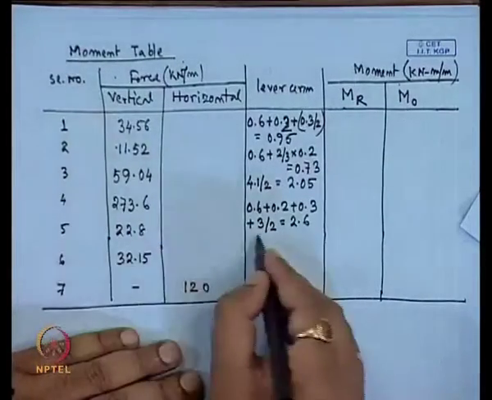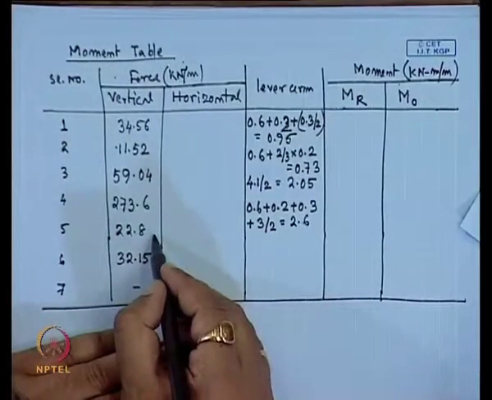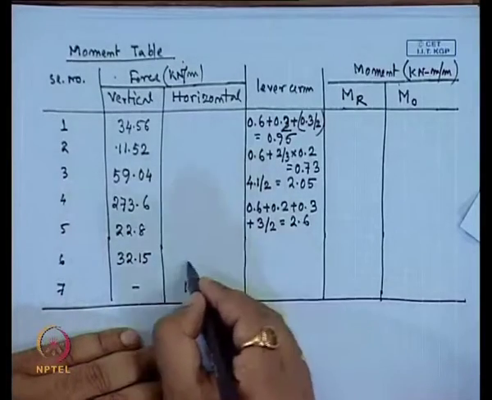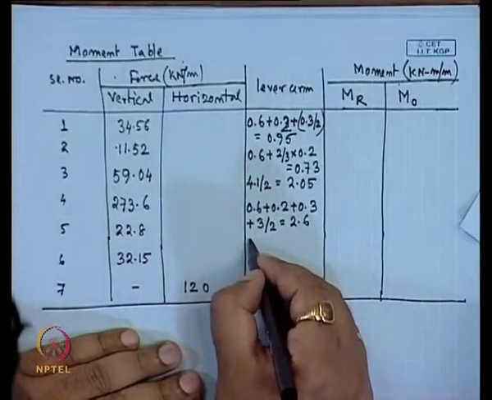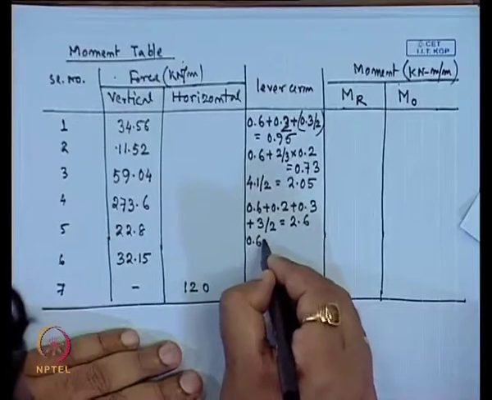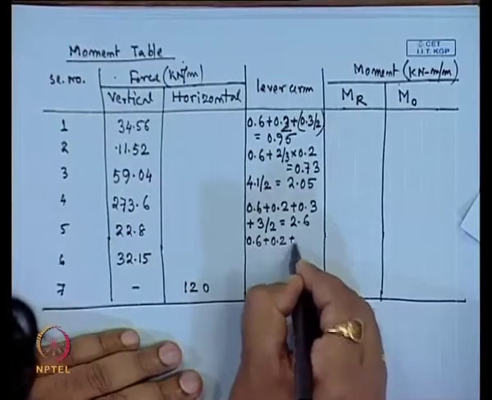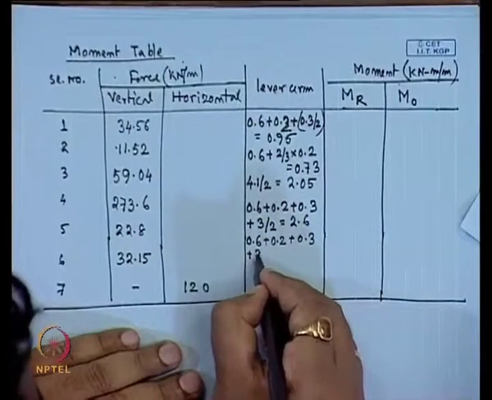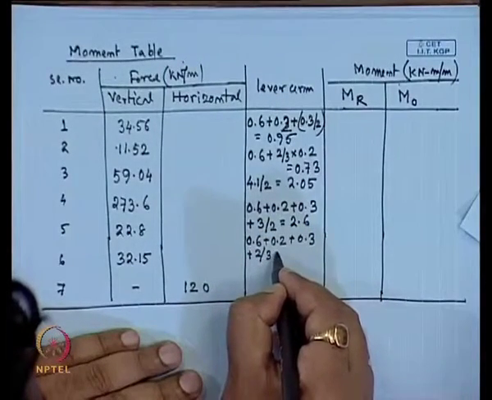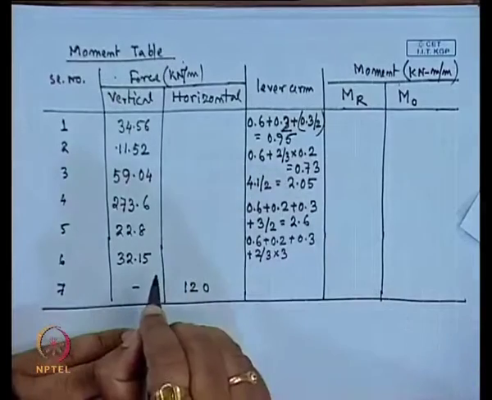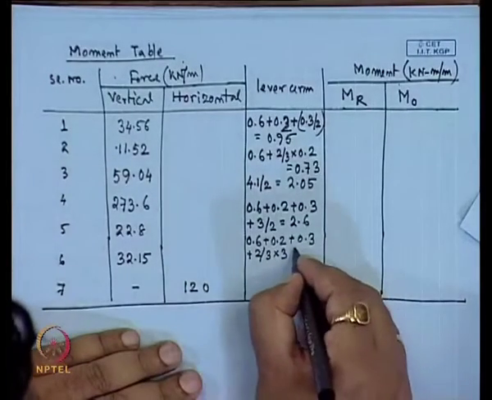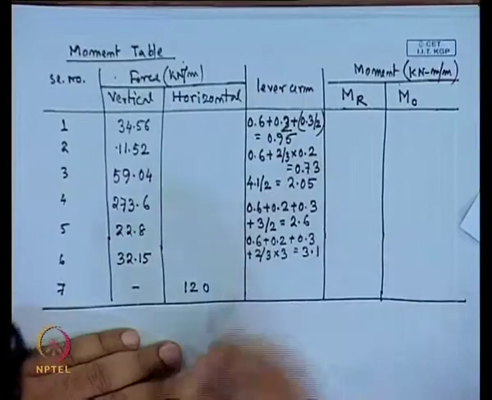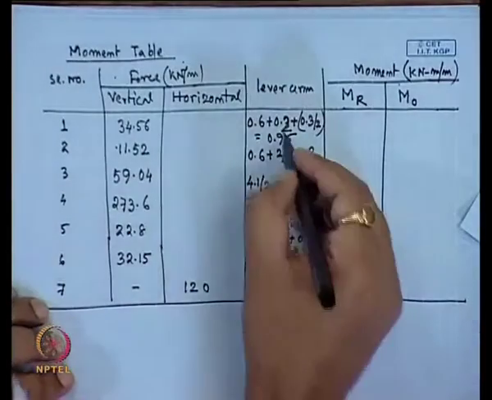Similarly, for the fifth segment, that is the triangular zone, the lever arm is 0.6 plus 0.2 plus 0.3, then it is a triangle, so plus 2/3 of 3. So it will give 3.1.